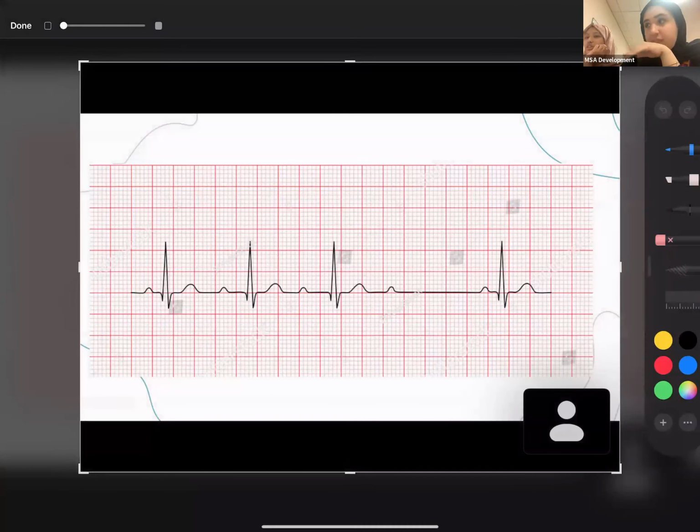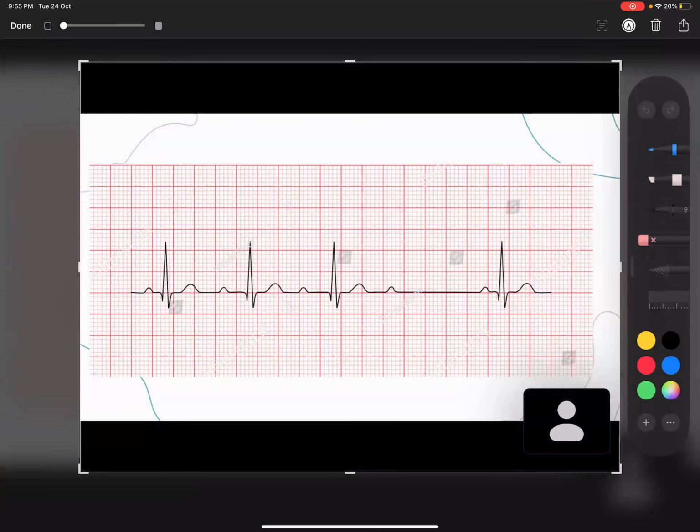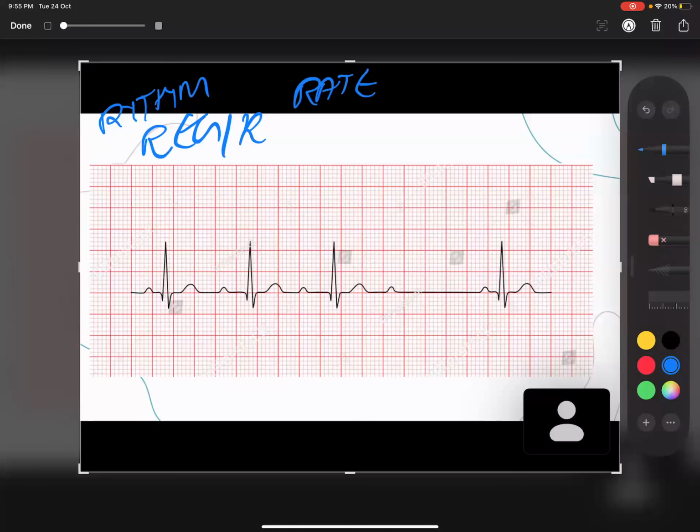For the next one, can you comment on the rate? Or wait, rhythm. Yeah, let's start with rhythm. Is it regular or irregular? Yeah, first of all, the first regular rhythm. Okay, is it though? Do you see? No, it's not. It's irregular. But is it regularly irregular or irregular? Okay, regularly irregular. Perfect. Good. Okay, rate. Can someone do it for me?